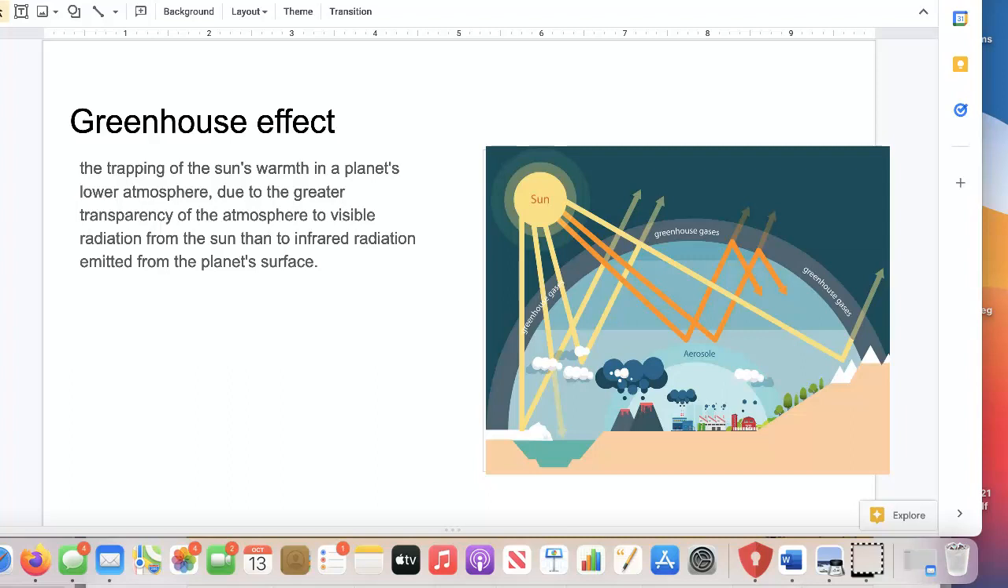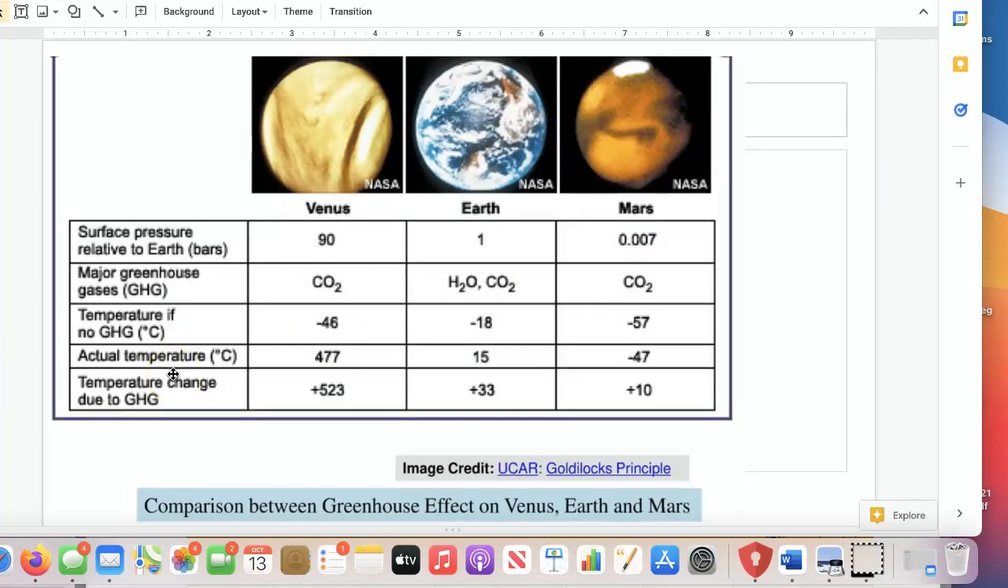The next slide shows the greenhouse effect, and it shows how the sun's visible light comes in, gets reflected back as infrared, as heat, and heat is trapped very simply. It's much more complicated than that, but that's the general idea. So if we compare the 3 different types of worlds, we've got Venus, Earth, and Mars. We can see the relative pressure is a lot of pressure, 1 pressure, and a very tiny amount of surface pressure.